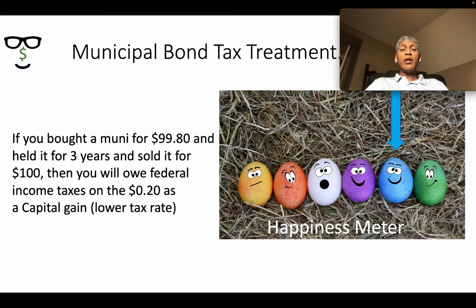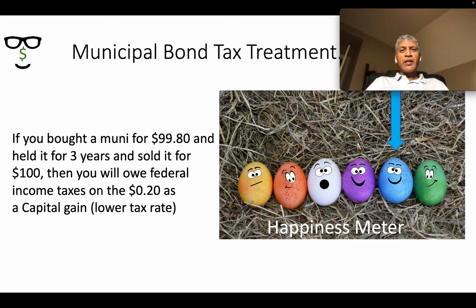If you bought the Muni for $99.80 for a par value of 100, that means you bought it for a discount. If you held it for 3 years, meaning it's a long-term period that you held the Muni, and you got the par value of $100, just know that there is indeed a federal income tax, which is treated as a capital gains tax because you held it for a long term. It's just a small tax there.